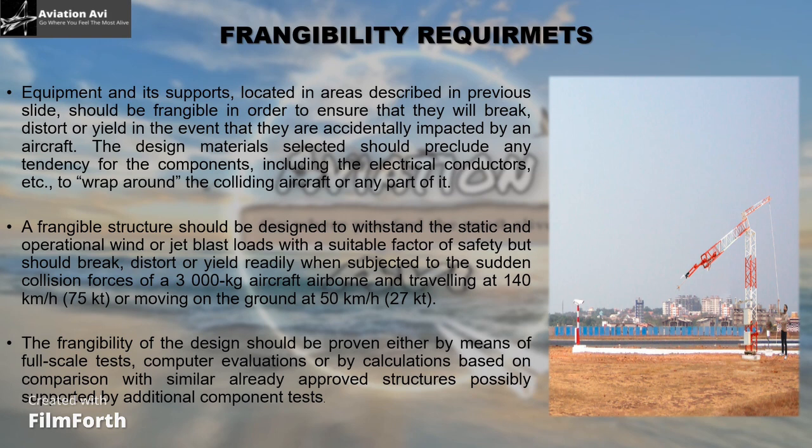with a suitable factor of safety, but should break, distort or yield readily when subjected to sudden collision of a 3000 kg aircraft airborne and traveling at a speed of 140 km per hour or moving on ground at 50 km per hour. Meaning it should bear the atmospheric load and the jet blast load, but when there is an impact by an aircraft, it should break readily, in that fraction of a second only. Third, the frangibility of the design should be proven either by means of full-scale test, computer evaluations, or by calculation based on comparison with similar already proven structures, possibly supported by additional component tests.